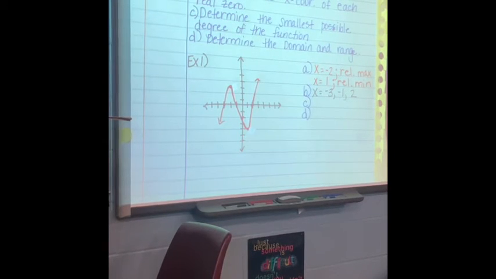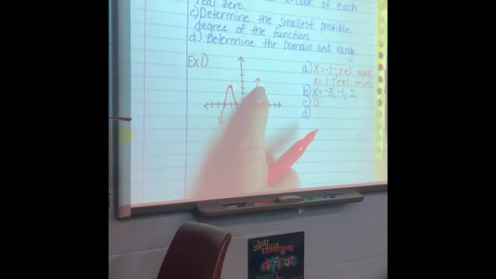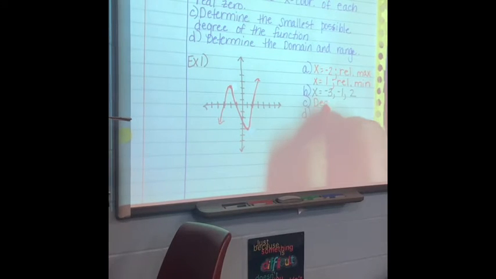So it could be 3. It could be 5. It could be 7. Is everybody with me on that? Okay. So the end behavior says that it's going in opposite directions. You can't assume 4. Okay? Repeat that again. I didn't get that. They're going in opposite directions, so it had to be odd. But the smallest possible one here is 3.